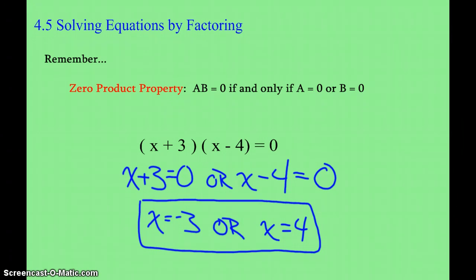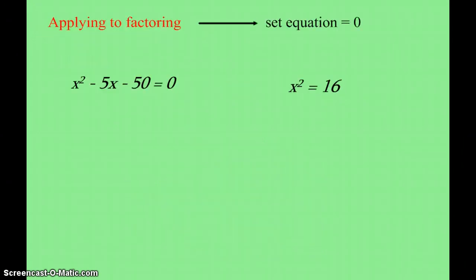Now, of course, they don't always start out factored. Let's take a look at some that don't and see if we can use our factoring tools to help us solve these problems. So I look at this first one, I've got x squared minus 5x minus 50, and that's equal to 0. And that's great that it's equal to 0, because when we're applying factoring, we want to set the equation equal to 0.